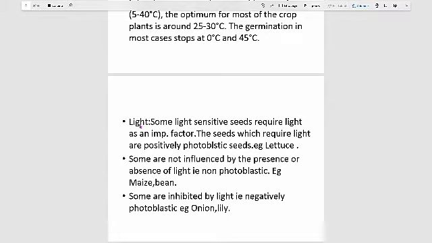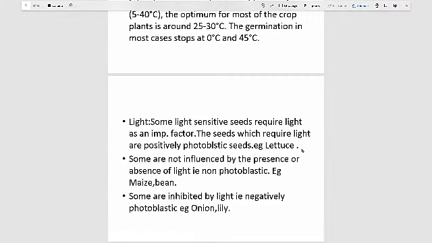Light. Some light sensitive seeds require light as an important factor. The seeds which require light are positively photoblastic seeds, for example, lettuce seed. Some are not influenced by the presence or absence of light, that is, non-photoblastic seeds, for example, maize, bean. But some seeds are inhibited by light, that is, negatively photoblastic seeds, for example, onion, lily.